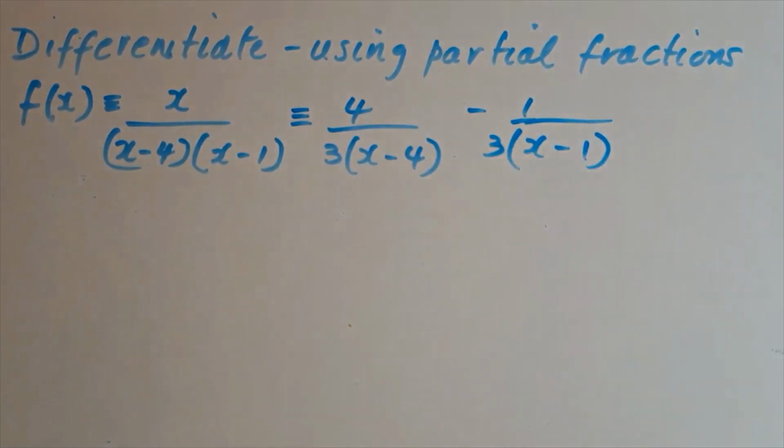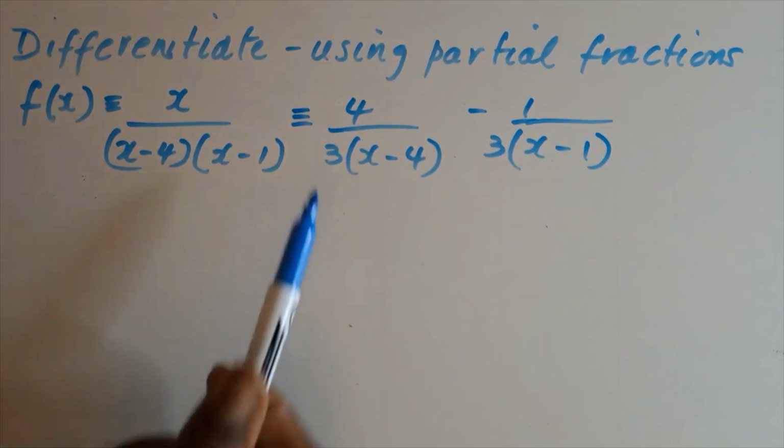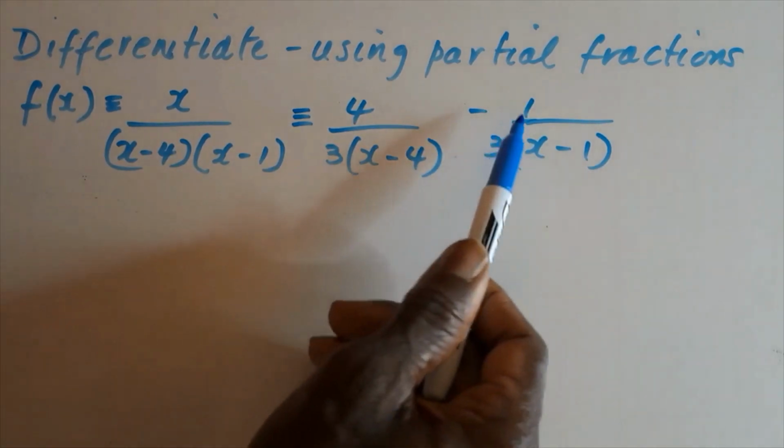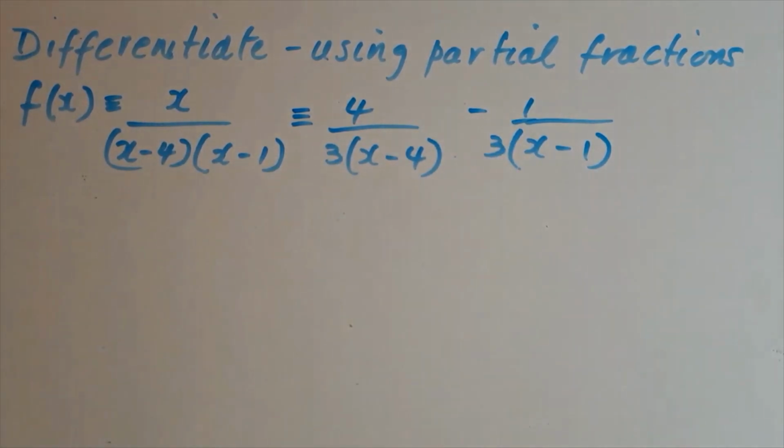Now, I've covered partial fractions in one of my previous videos. Have a look on my list of videos and you'll see it. So we have these two constants, 4 over 3 and negative 1 over 3. So we have our two partial fractions. Now we can actually apply differentiation to these two partial fractions.